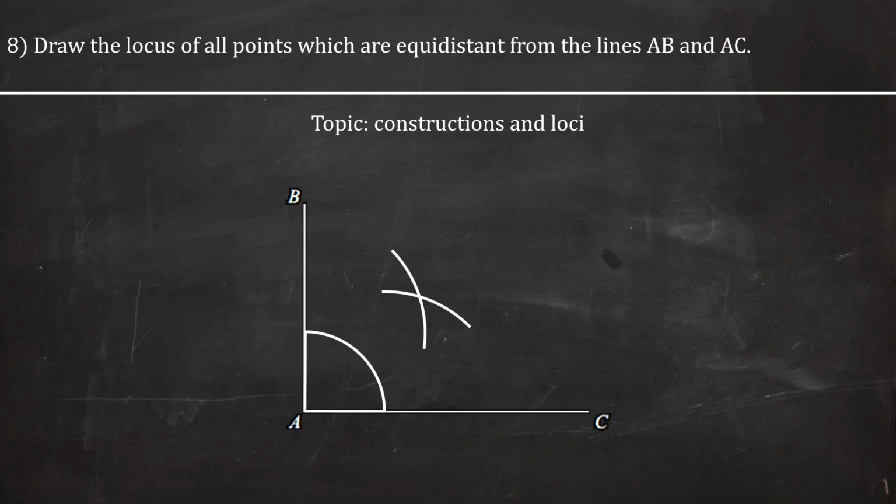Then you are going to draw a line that cuts the angle in half, which is this line over here. Now this is the same as the bisector of the angle, but that is also the locus of all the points that are equidistant, so same distance, between AB and AC.